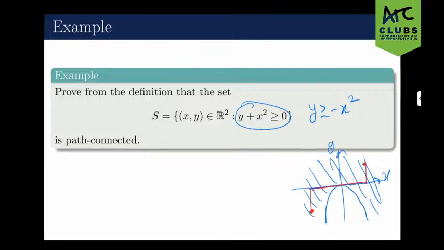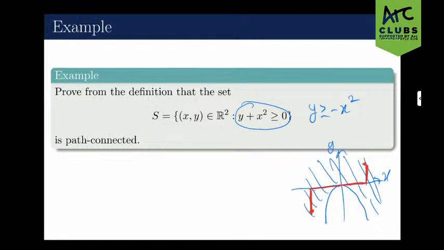Because I know that any point here, if I draw a line that connects it to the horizontal axis, it's obvious from my diagram that this line segment is always going to lie inside the set. This is always going to lie inside the set, that's always going to lie inside the set, this is as well, and they're all connected.